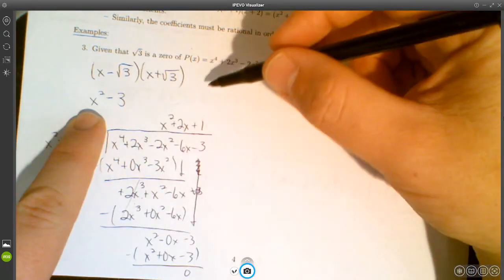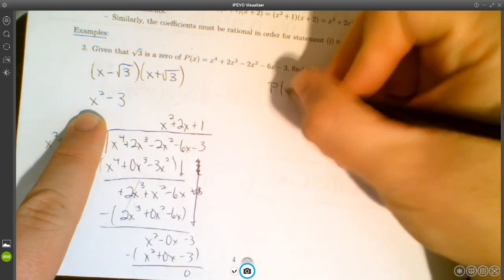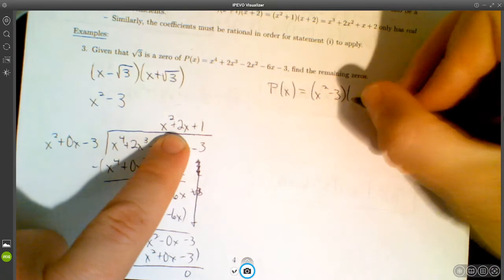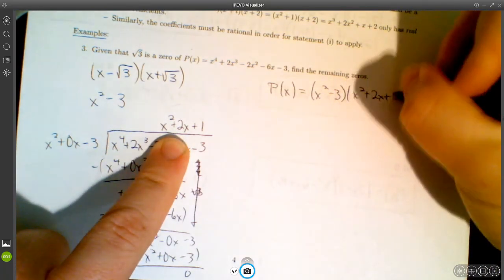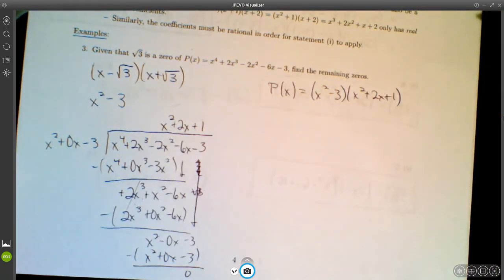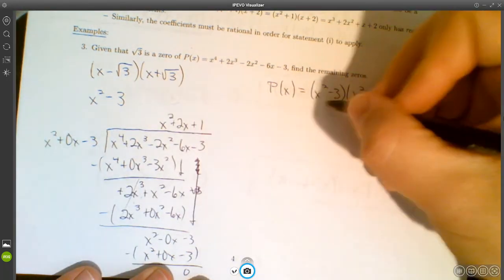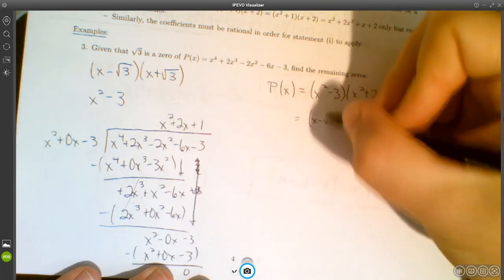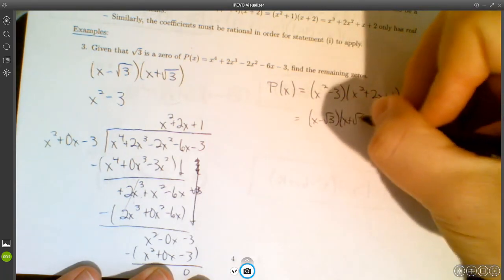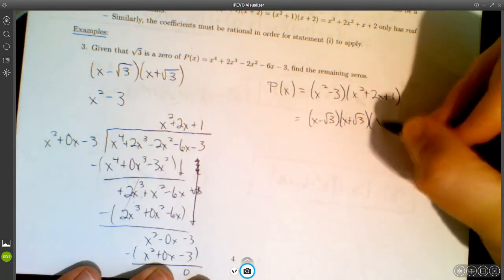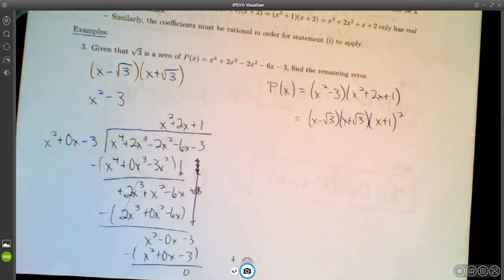So what we can say now is that p of x is equal to x squared minus 3 times x squared plus 2x plus 1. Can I factor this further? Well, I can factor it over the reals. I know that this is going to factor as x minus root 3 and x plus root 3, since that's where that came from in the first place. This thing factors as x plus 1 times x plus 1, or in other words, just x plus 1 squared. So there is my complete factorization.